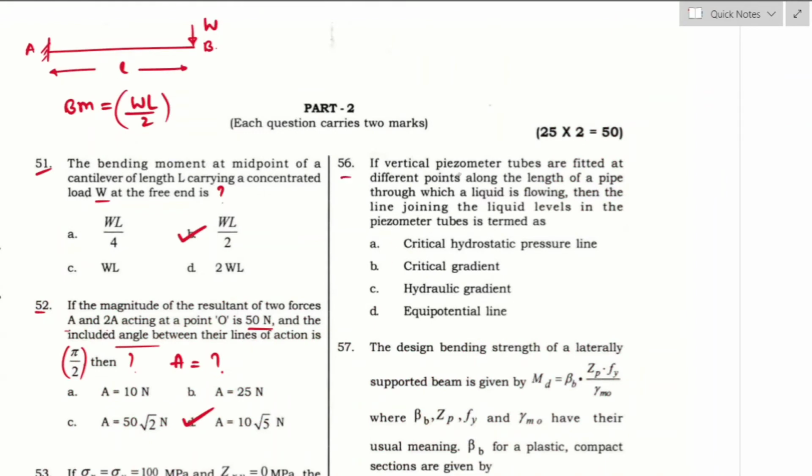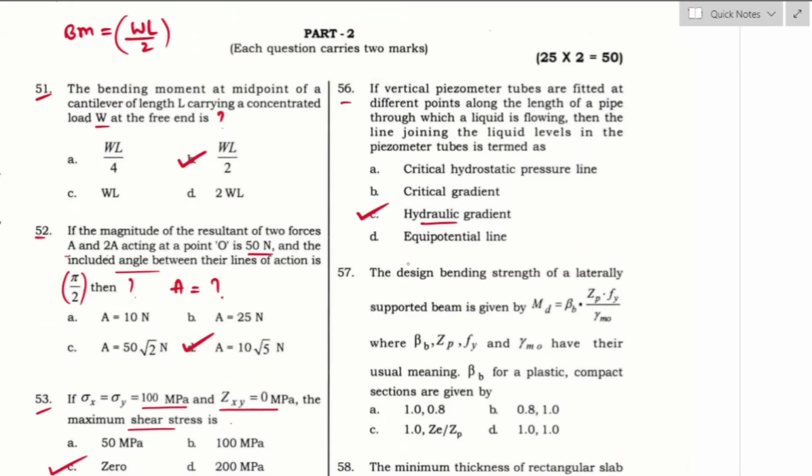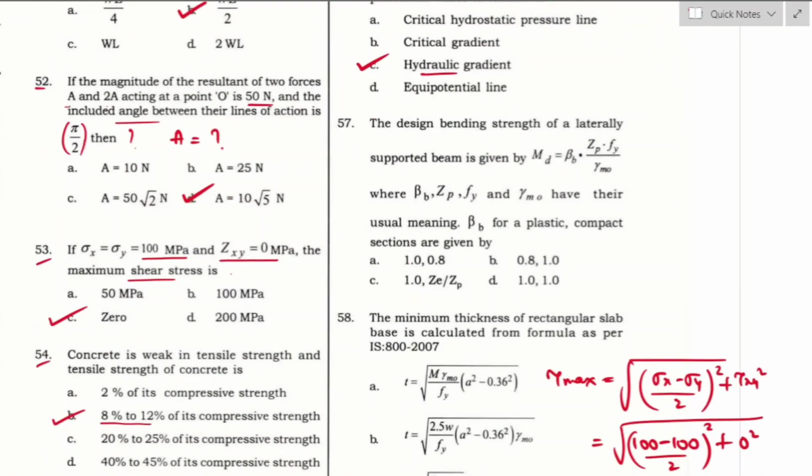Question number 56. If vertical piezometer tubes are fitted at different points along the length of the pipe through which the liquid is flowing, then the line joining the liquid levels in the piezometer tubes is termed as. It is called hydraulic gradient. Option C is the right answer. It is a vector gradient between the two or more hydraulic head measurements over the length of the flow path. So option C will be the right answer.